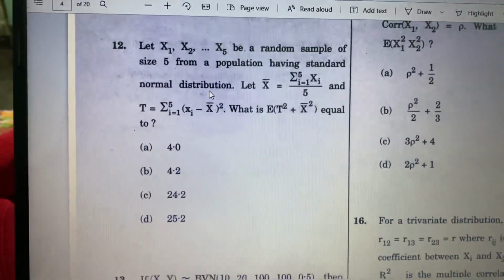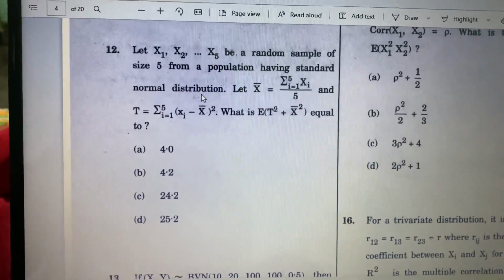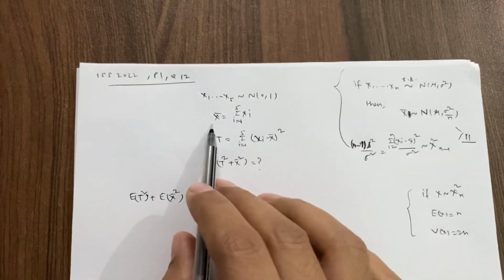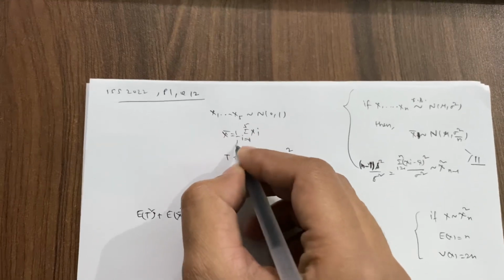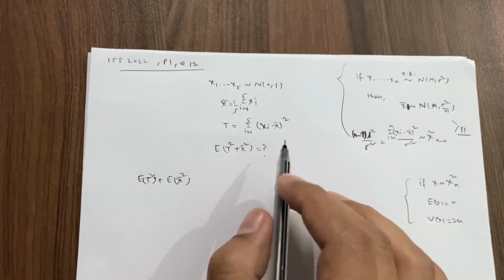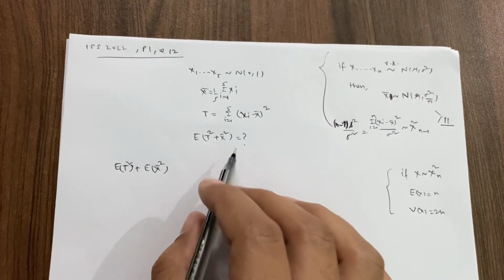Now let x bar be the sample mean, t is given by this, and we need to find the expectation of t square plus x bar square. Okay, so we have given x bar, which is the sample mean, and t is given like this. Okay, and we need to find expectation of t square plus x bar square.